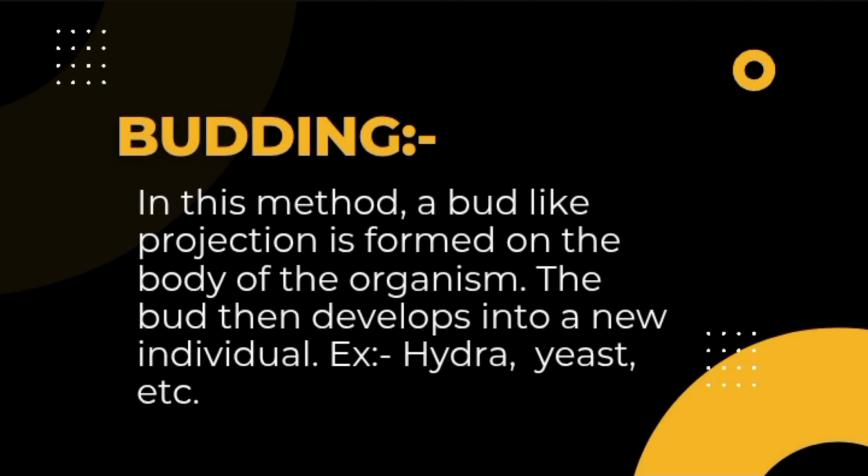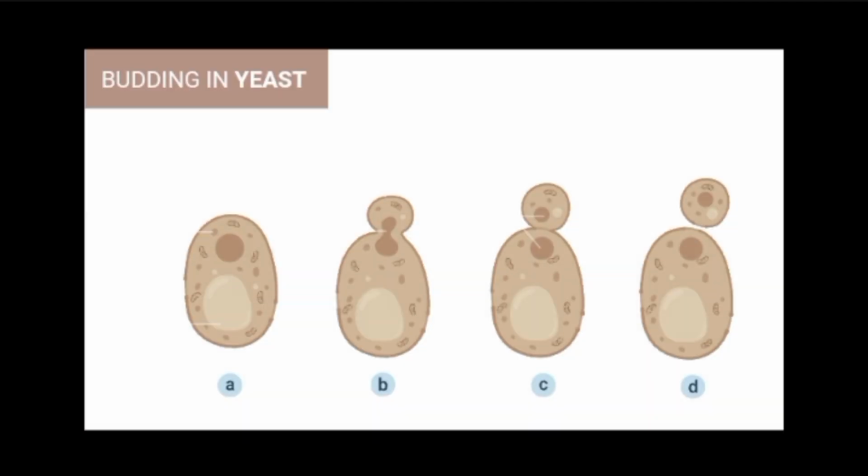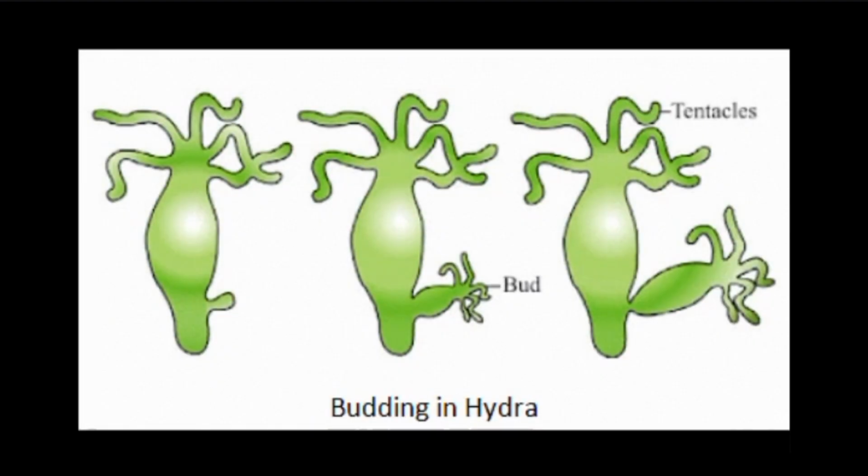And the next one is budding. In this method, a bud-like projection is formed on the body of the organism. The bud then develops into a new individual. Example, hydra, yeast, etc. So here you can see the budding in yeast and also the budding in hydra.